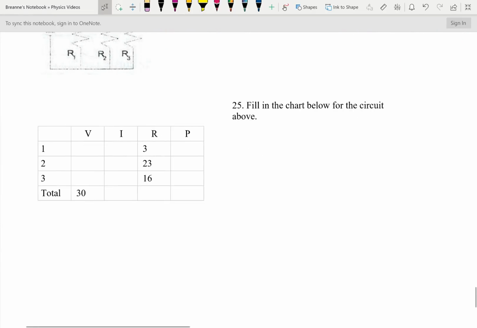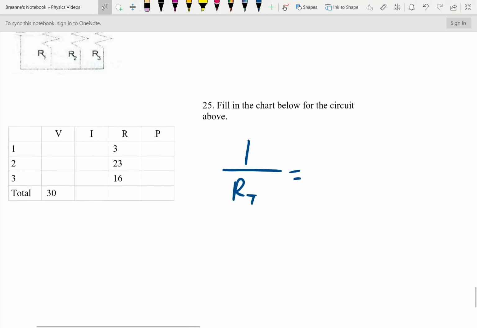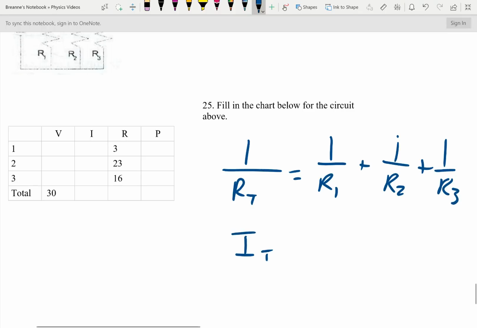For a parallel circuit, a couple of things to remember: since your resistance is more efficient, instead of just adding them up, you're going to do the reciprocal. You're going to do 1 over. So it'd be 1 over R1 plus 1 over R2 plus 1 over R3. Your current, you add up. So it'd be current 1 plus current 2 plus current 3. Your voltage is the same.